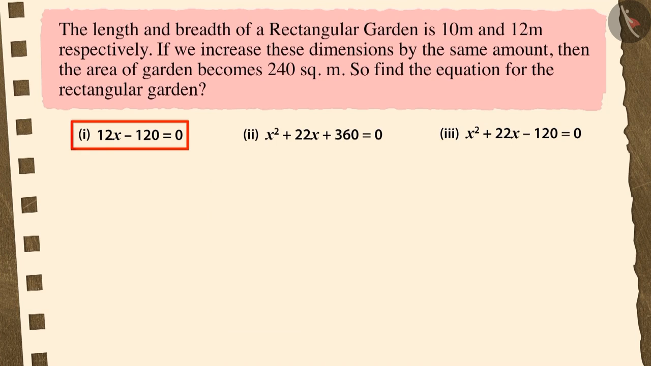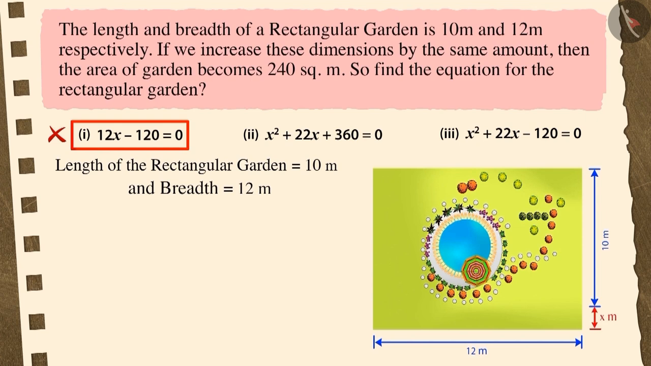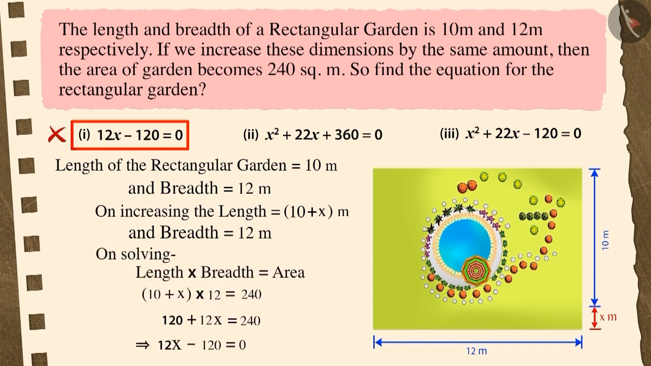If you have selected option 1, then it is a nice try. But this is an incorrect answer. Because we had to make changes in both length and breadth of the garden, whereas you only made change in its length. And on its basis, you solved the question further, because of which your answer is wrong.